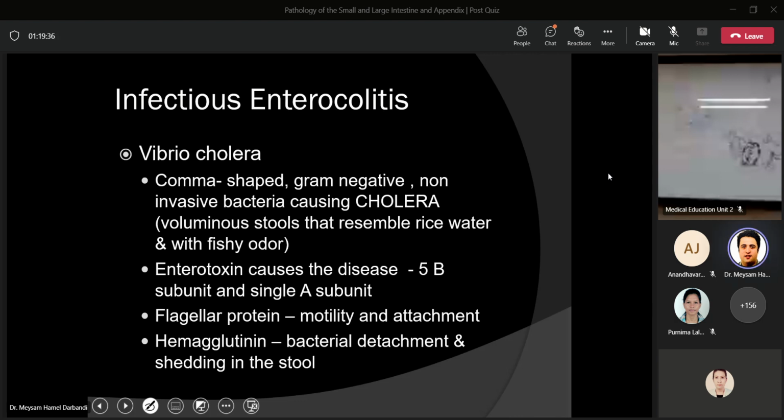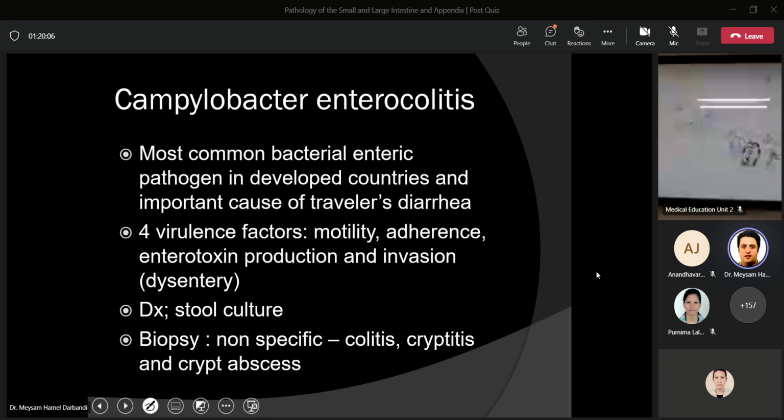Flagellar protein: motility and attachment. And take note of this word, you might see it later. Let's see who is really listening. What is that? Very good. Hemagglutinin: bacterial detachment and shedding in the stool. So it's related to Vibrio cholerae.